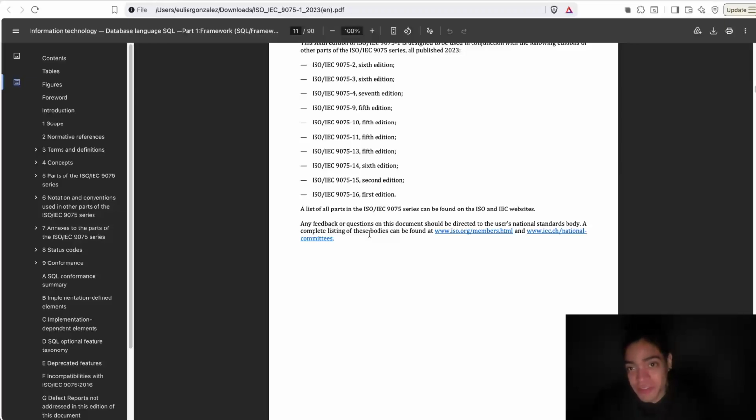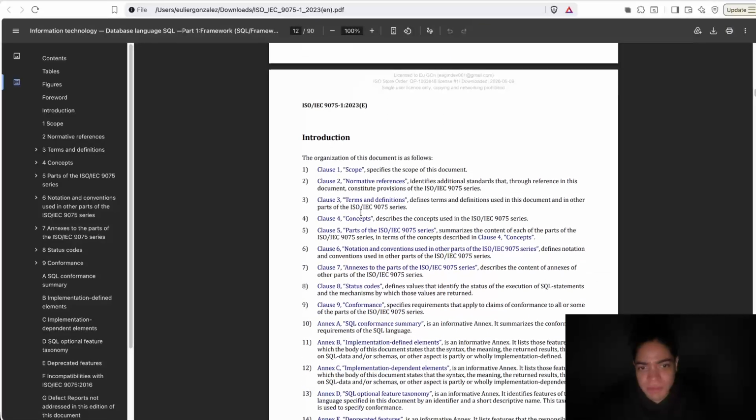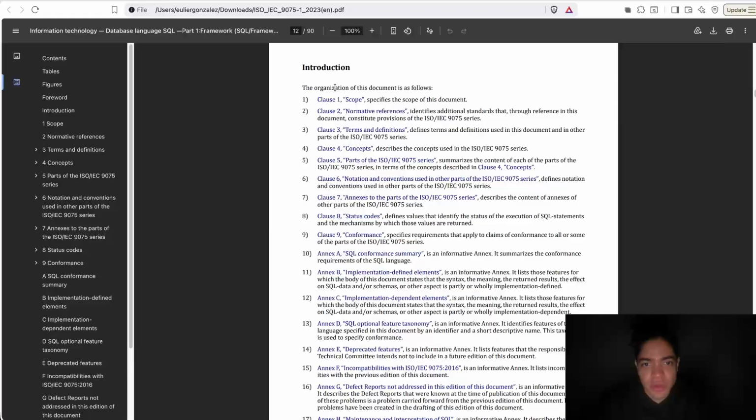So if you have any questions, go through this bureaucratic place. ISO and IEC, right? Got it. So this is it. This is the introduction.